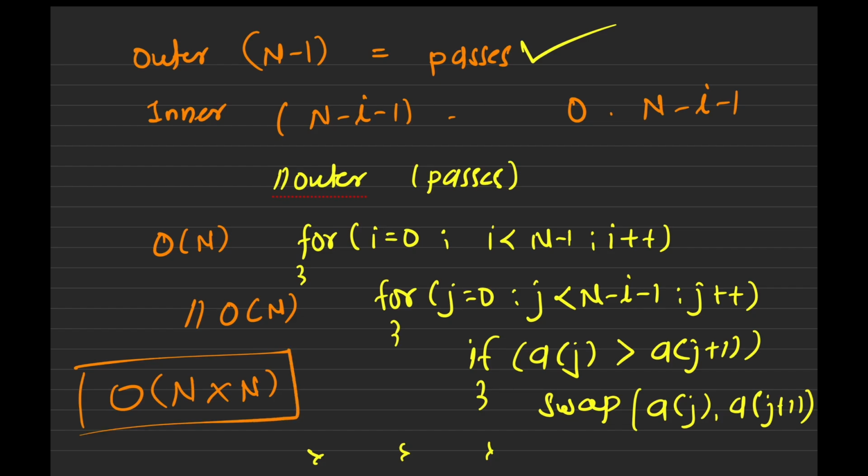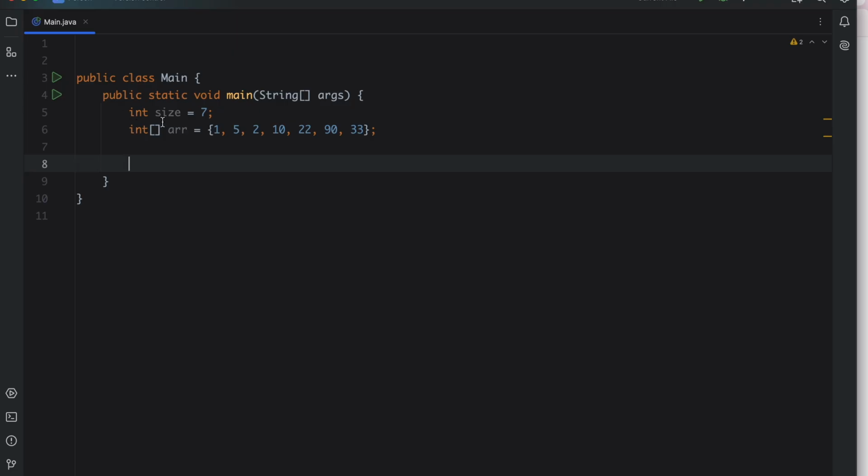So I hope you understood the working and the implementation of bubble sort. Now let's move on to the IDE and try to implement this code. I took one array and inserted these elements, and the total size of the array is 7. So let's go with the outer loop, which is nothing but passes.